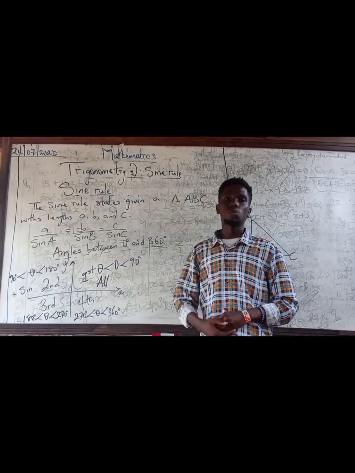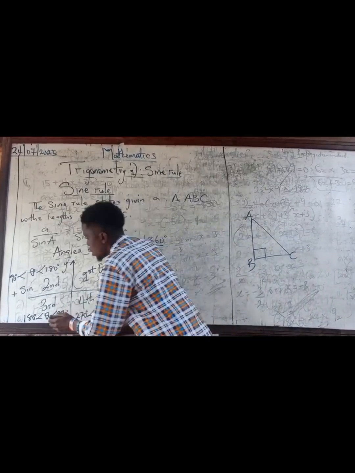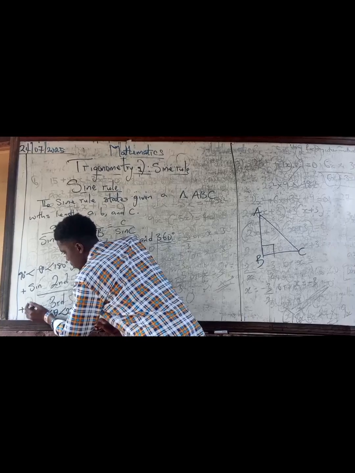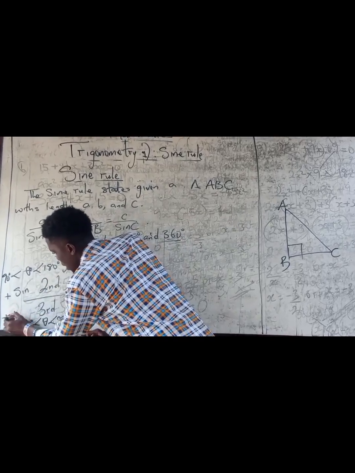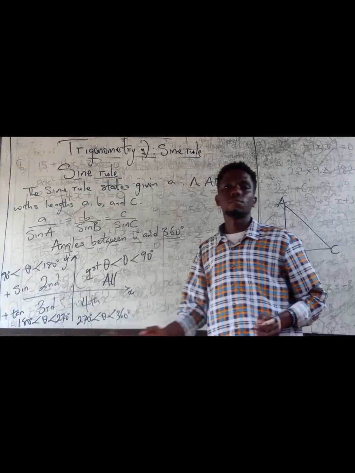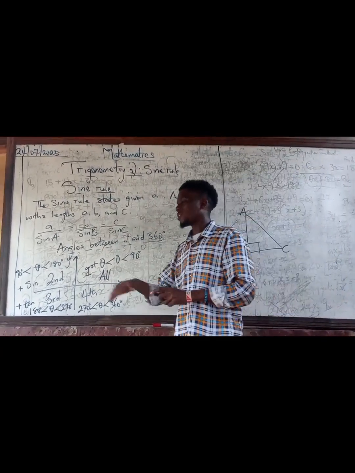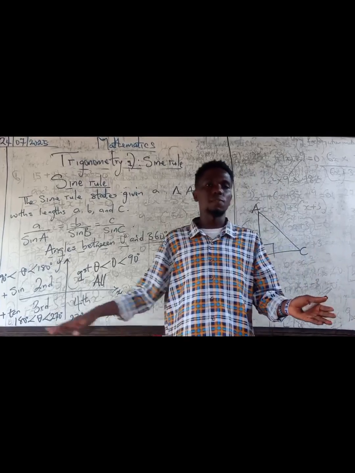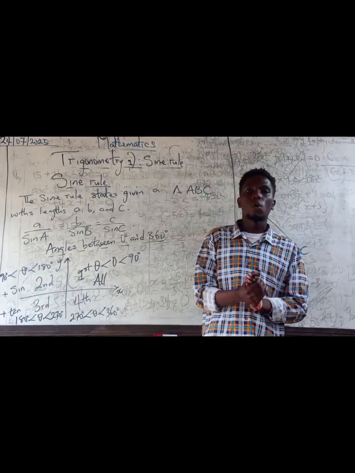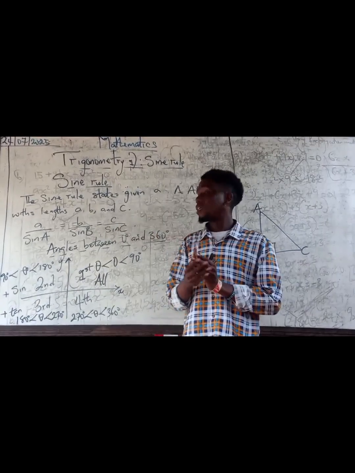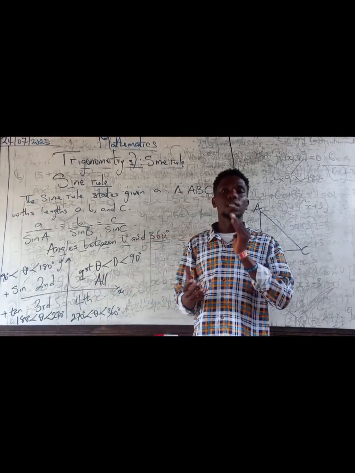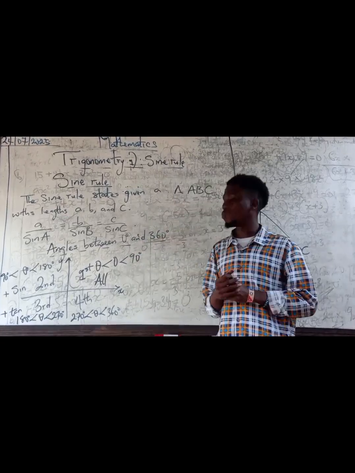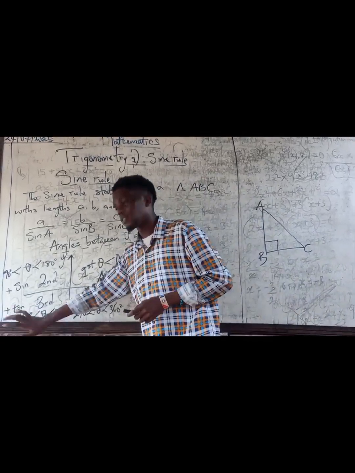Now moving on to the third quadrant, the positive ratio here is tangent. In the third quadrant, only tangent is positive. So sine is negative in the third quadrant and cosine is negative also in the third quadrant. So the only ratio positive in the third quadrant is tan.